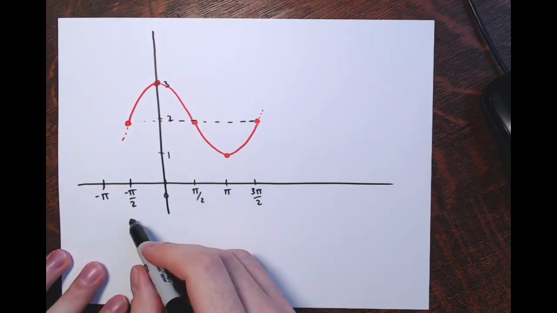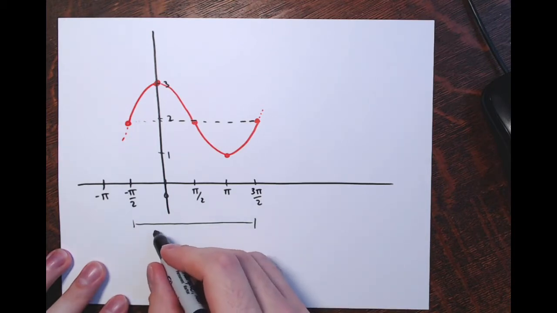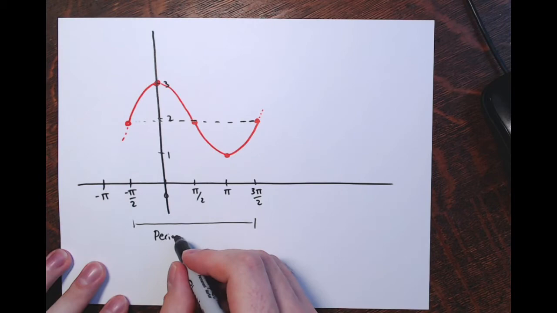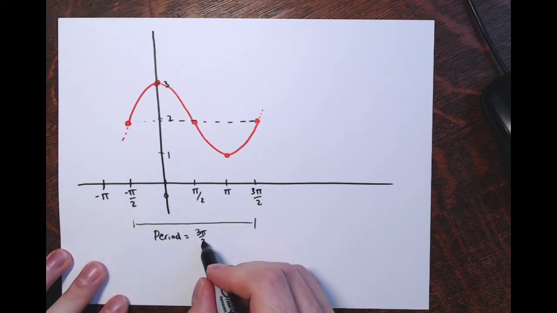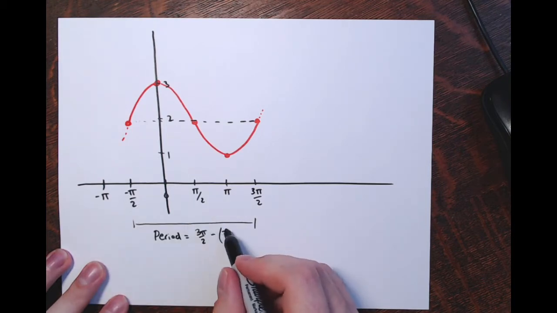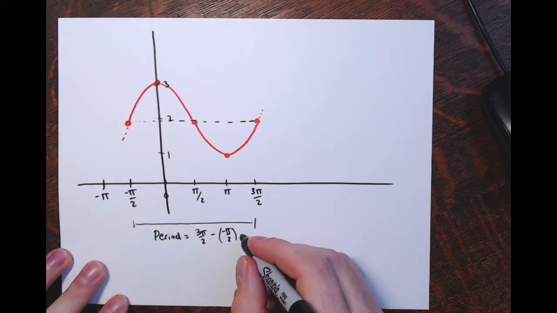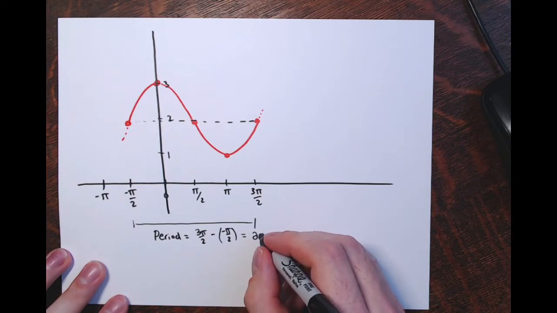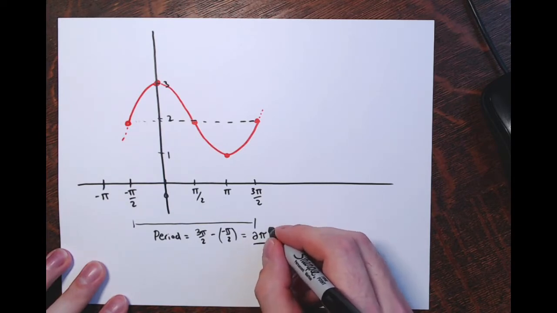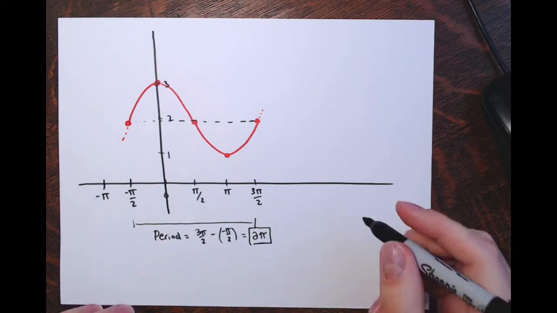So the period, remember, is how long it takes for the graph to start repeating itself. So the period of this particular function is 3 pi over 2 minus negative pi over 2. How far apart are those from the beginning of this cycle to the end of the cycle? Well, that's just 3 pi over 2 plus pi over 2. That'd be 4 pi over 2, which reduces to 2 pi. So it has the same period that the sine of x does. And remember, they want us to make a sine.